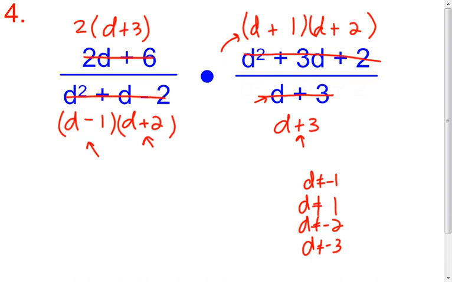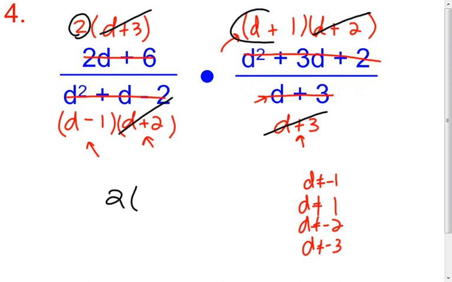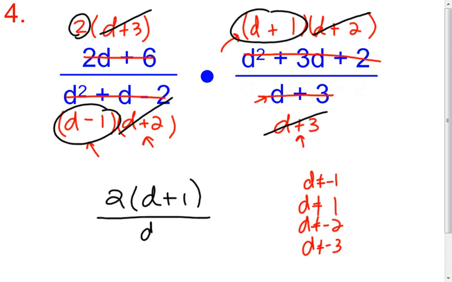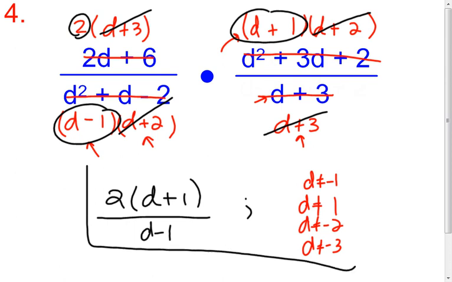All right, now we're going to go through and cancel. So the D plus 3 can cancel with the D plus 3. And the D plus 2 can cancel with the D plus 2. And then on the top, I have this 2 left, and this D plus 1 left. And on the bottom, I have this D minus 1 left. Okay? And so that's how that all simplifies. And of course, we already figured out what my D's could not be.